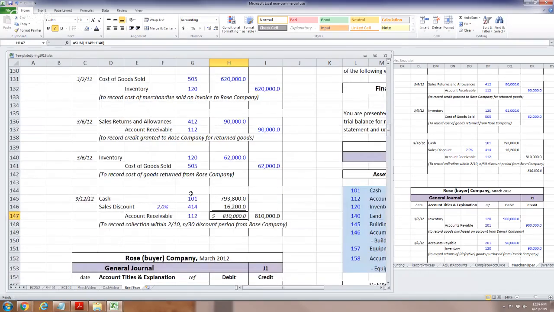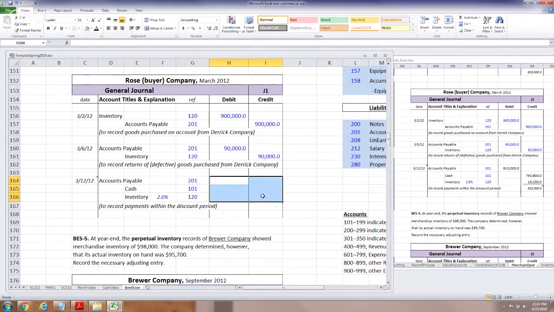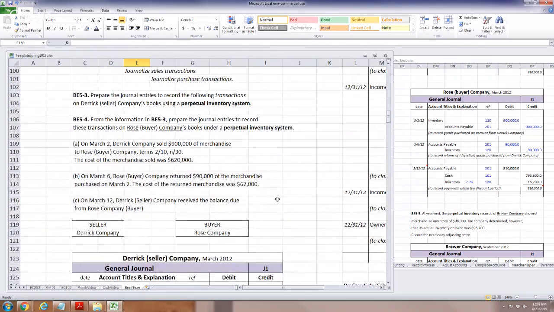This is the seller. He collected that cash, and then the buyer paid it. All these are the same numbers, just moved a bit. We have a check here. The payable is going to be equal to 900,000 minus 90,000, that's 810,000. Then 2% times that is 16,200, and the cash number is the difference. That's the buyer, so it's an outflow, a credit to their cash account. They're paying it. There's the fourth one, a very good one to look at and to use.